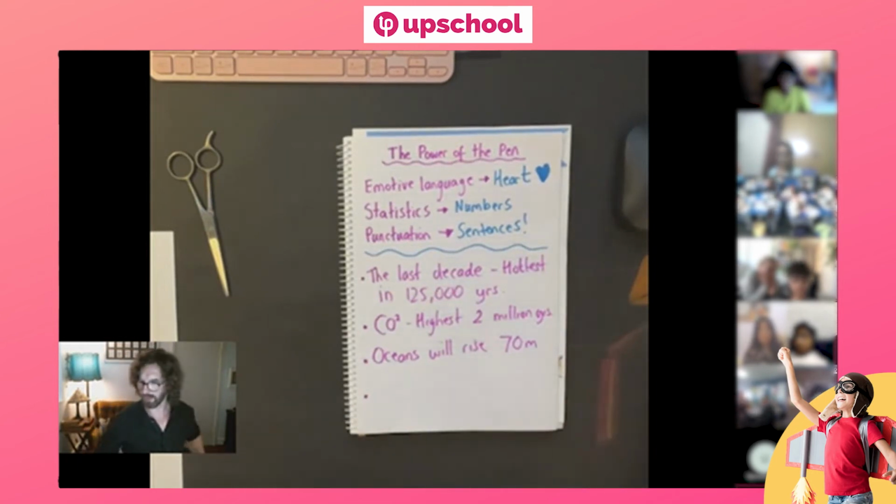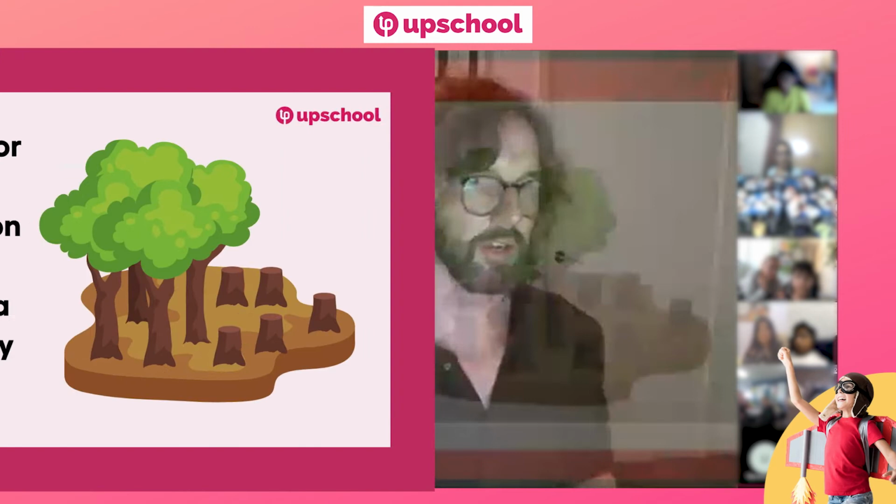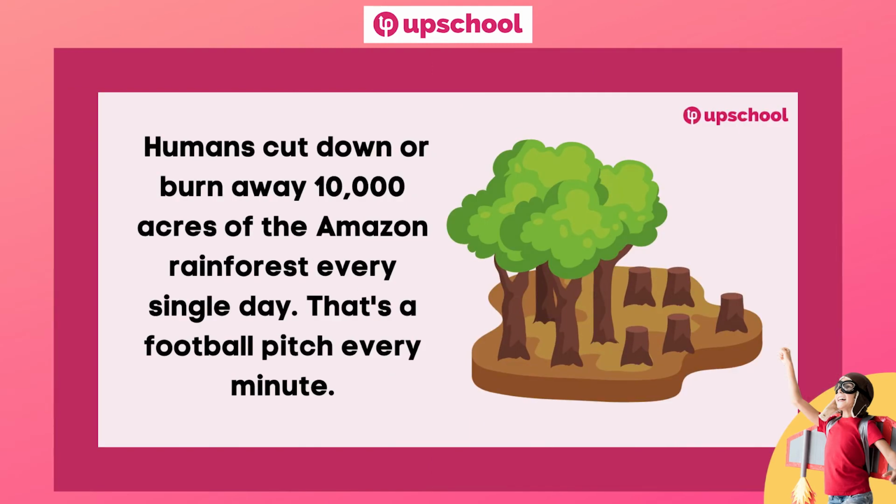Let's see what we can write down. I'll flick to the right screen for you. Here you go. Humans cut down 10,000 acres of the Amazon rainforest every single day. That's a football pitch every minute. That's a lot. I'm going to write down 10,000 acres each day. Just like that.